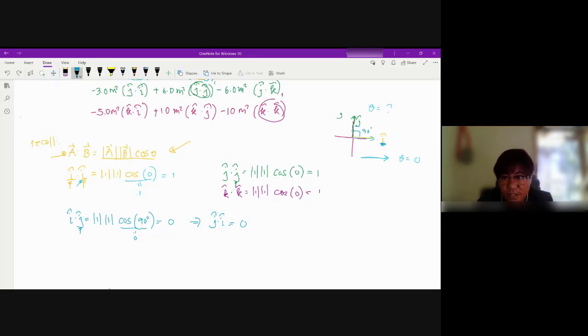Nag-loading na po siya. Ay, nag-loading. Nag-ano po siya. Ayun.